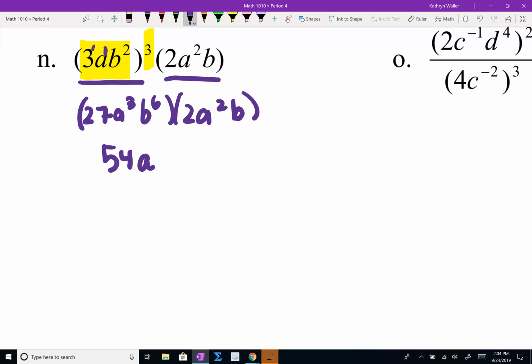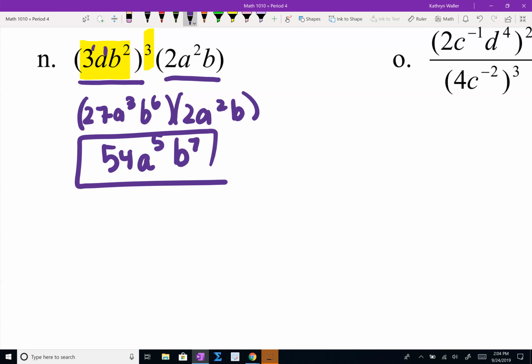On the A's, add, multiply, or subtract. Which one? Add and get a 5. B's, 6 plus 1, 7. Done.